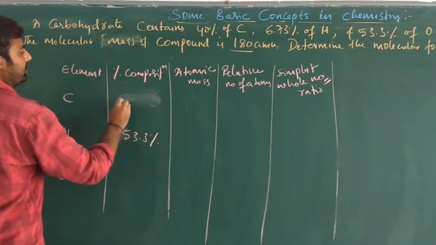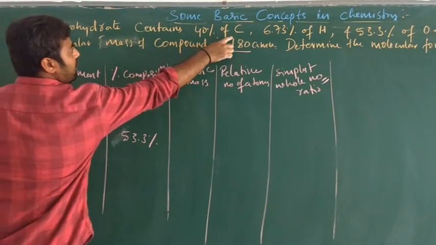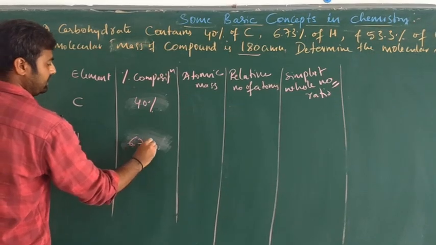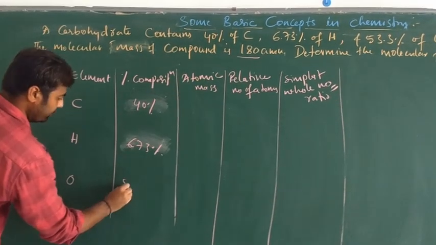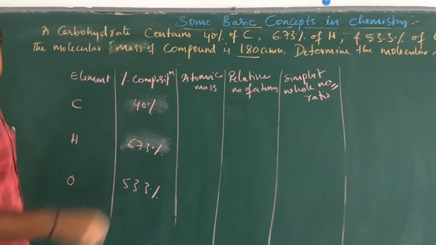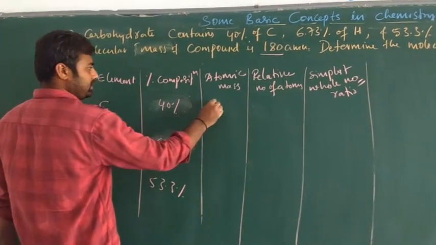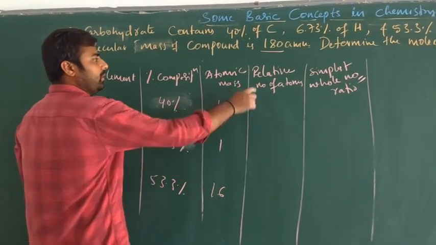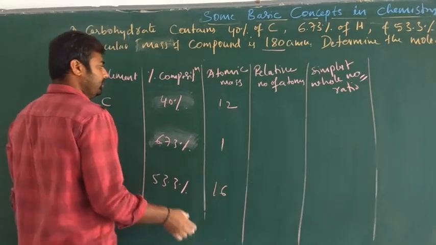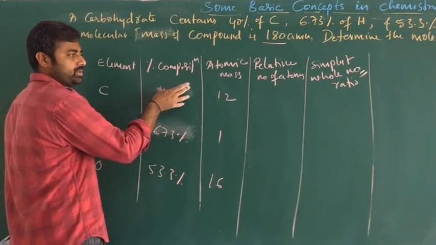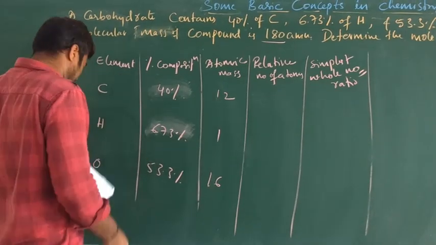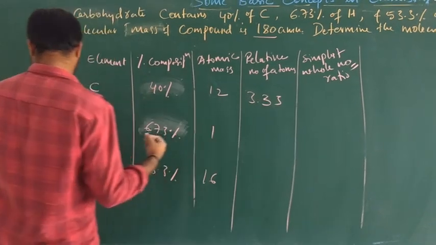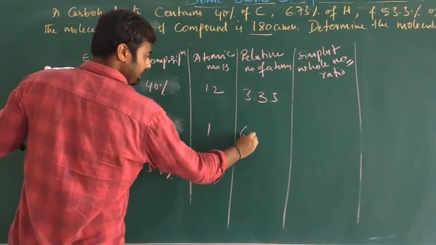For carbon it is 40%, for hydrogen 6.73%, and for oxygen 53.3%. Atomic mass of carbon is 12, for hydrogen is 1, for oxygen is 16. You have to calculate the relative number of atoms. How? By dividing the percentage composition by its atomic mass. 40 divided by 12 gives 3.33. 6.73 divided by 1 will give 6.73.